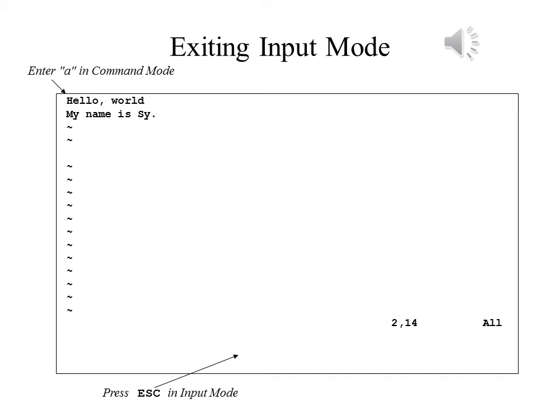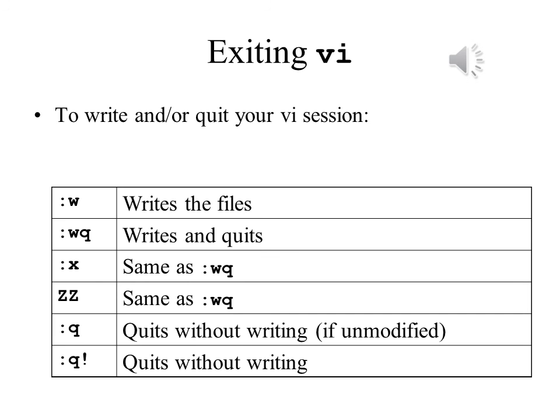In the example on the screen, what you've done is typed hello world, and then afterwards, my name is Cy. You can see on the bottom that there are two lines, and you're on the second line and in column 14. At this point, if you press the escape key, you will go from input mode into command mode.